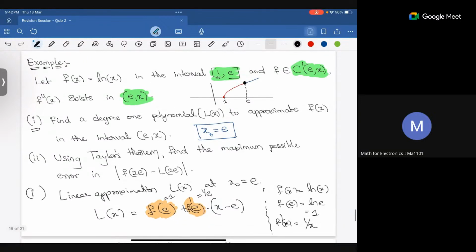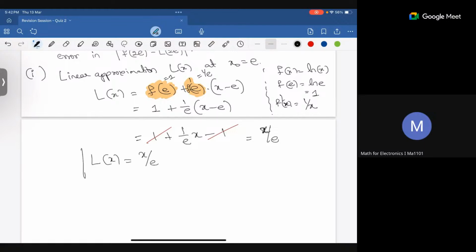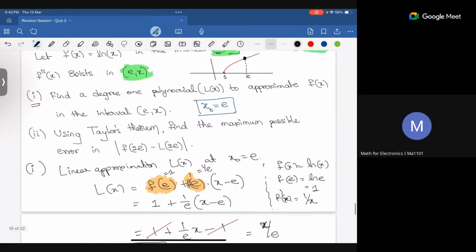Now putting everything together, we'll have 1 plus 1 by e times x minus e. If I expand this, 1 plus x by e minus 1 by e times e, which becomes 1. The 1 and the minus 1 get cancelled out, and you will have simply x by e. So our linear approximation is simply x by e. Once we have L of x to be x by e, that is our degree 1 polynomial which approximates f of x in the interval e comma x.